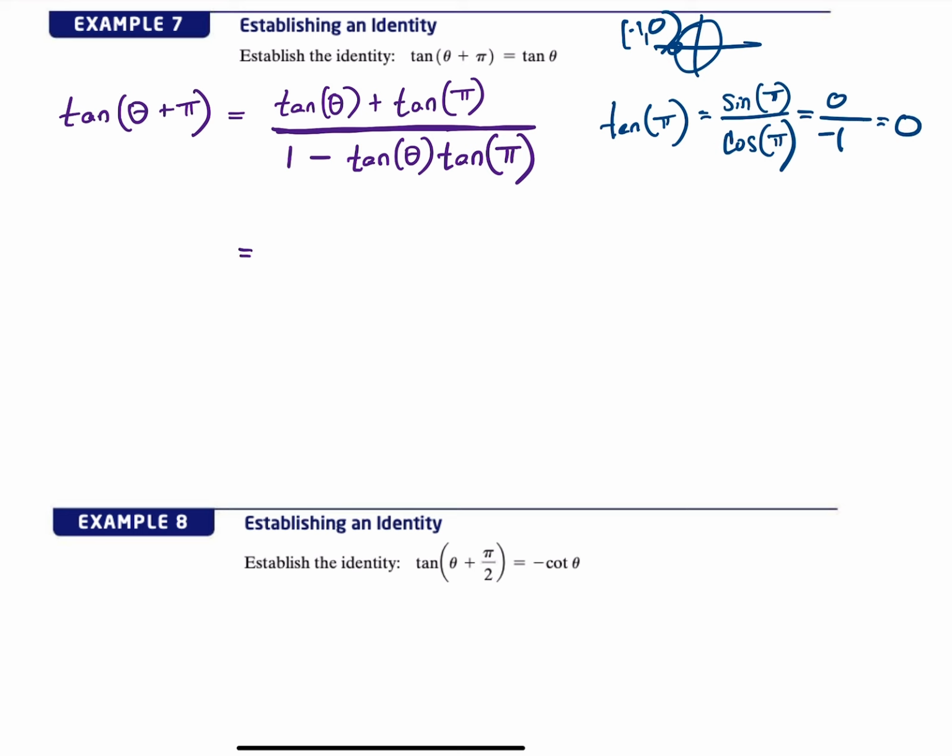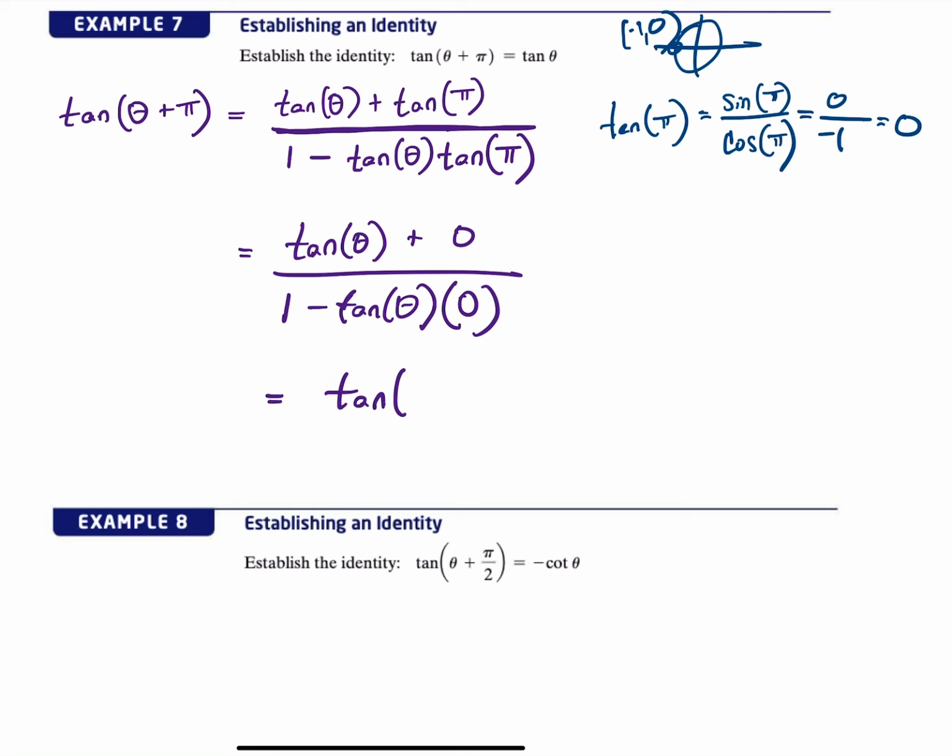So notice this will give us tangent of theta plus 0 over 1 minus the tangent of theta times 0, because we get another tangent of pi here. So this all reduces to just tangent in the numerator and just 1 in the denominator, because that will become 1 minus 0. So just the tangent.